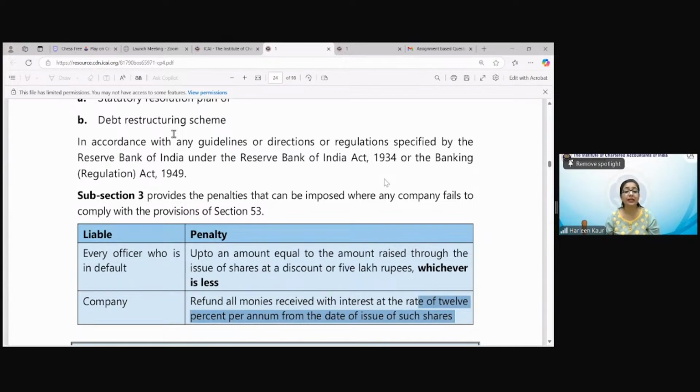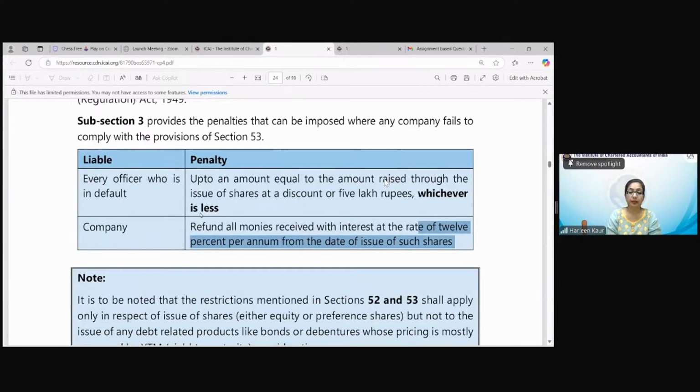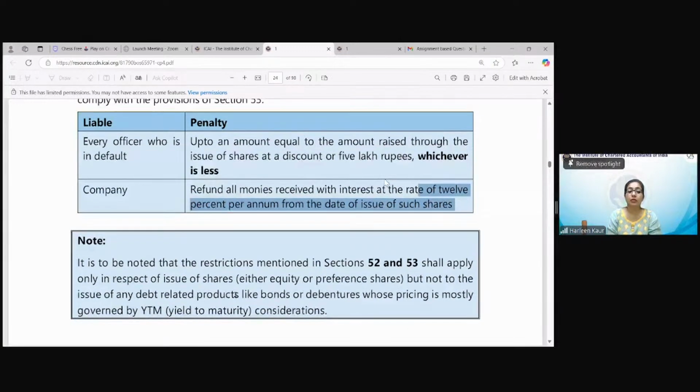This is the only penalty where you have an interest amount. So interest at the rate of 12% per annum will be paid. Restrictions under Sections 52 and 53 apply only to shares, not to bonds and debentures. So simply it's trying to tell you that all these restrictions are only for shares. They are not for debentures, bonds, and other kinds of debts.